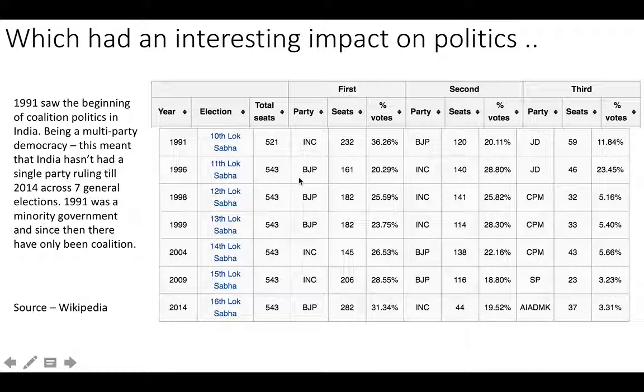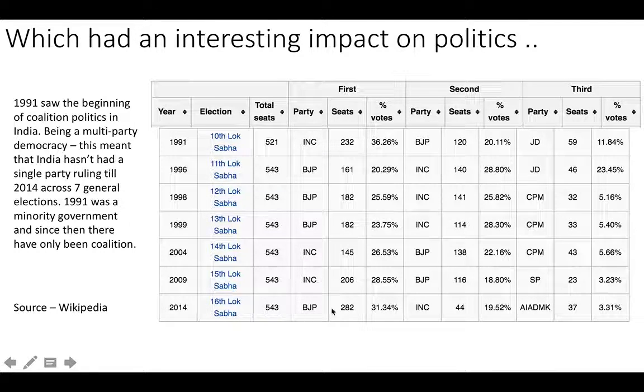So coalition governments are where, because one single party does not have a majority, they have to tie up with other national parties or local or state parties in order to give them a majority to be able to pass laws and be recognized as a government by the Constitution of India.